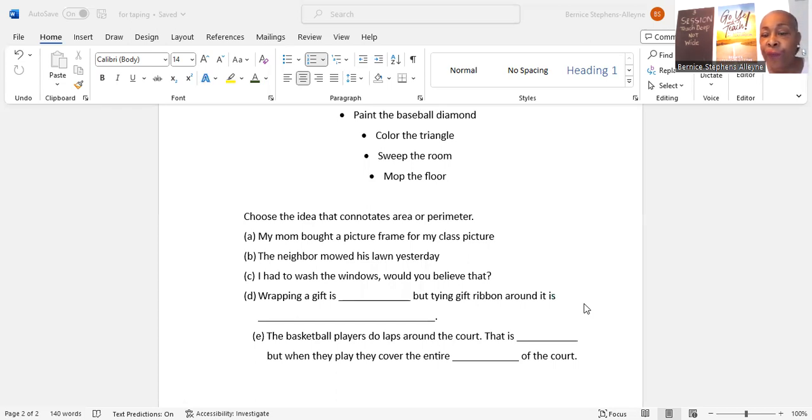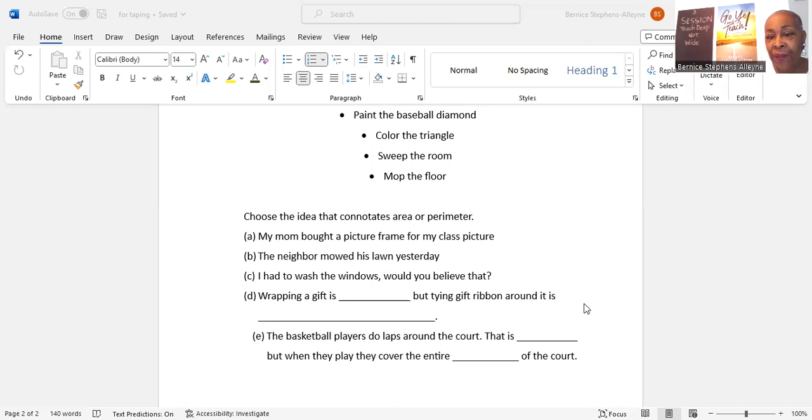My mom bought a picture frame for my class picture. Which is that? Is that area or perimeter? Frame, around, perimeter. The neighbor mowed his lawn yesterday. He went across and back and across, and he actually will cover every inch of that lawn. If you follow the lawnmower, you will see the marks that he made. In fact, the neighbor doesn't want to miss one blade of grass because he is going to cover the entire area.